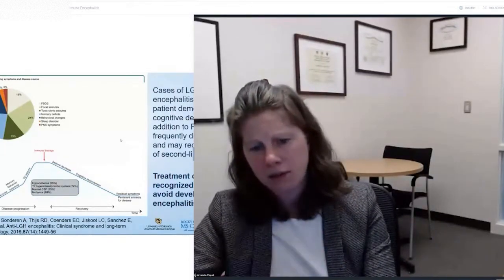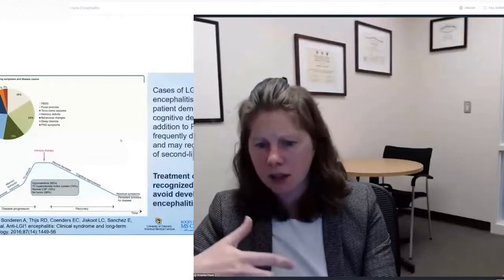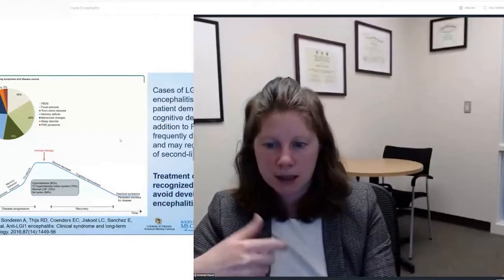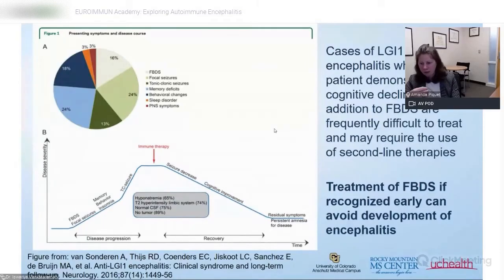So like NMDA receptor encephalitis, LGI1 has a very distinct, predictable phenotype. Onset can typically be seen with seizures, either focal seizures or facial brachial dystonic seizures, which on this slide is abbreviated FBDS. And that's that flexion movement and grimacing of the face that I showed you in the video. In this pie chart here, highlighted in the green hues, demonstrates the seizure disorders that can be seen as the presenting symptom in the disease course.